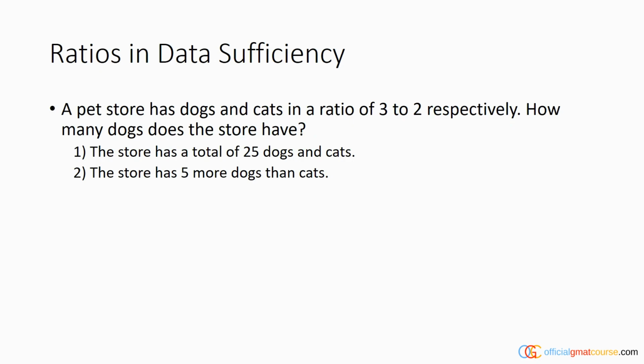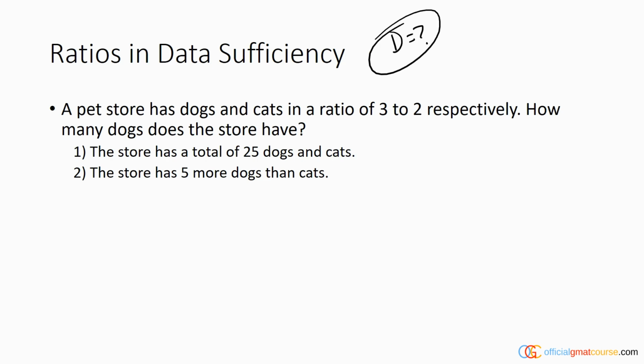Okay, so we have a data sufficiency version of a ratio question, and I'm trying to highlight a couple things in these statements, but let's review the question first. So the question stem itself is, a pet store has dogs and cats in a ratio of 3:2 respectively. How many dogs does the store have?